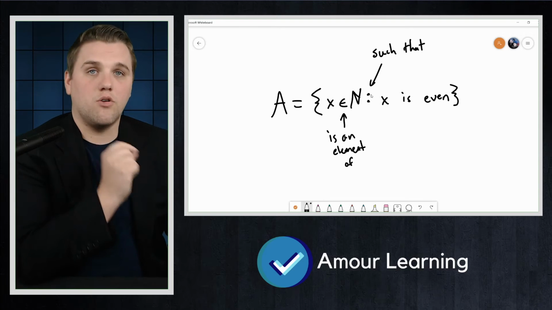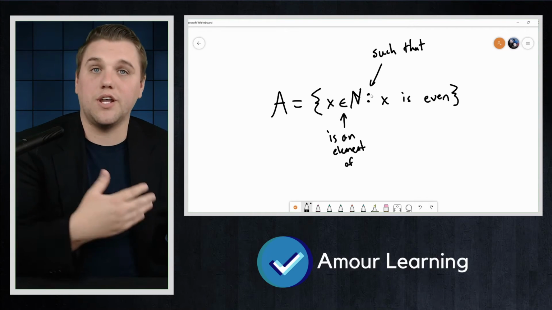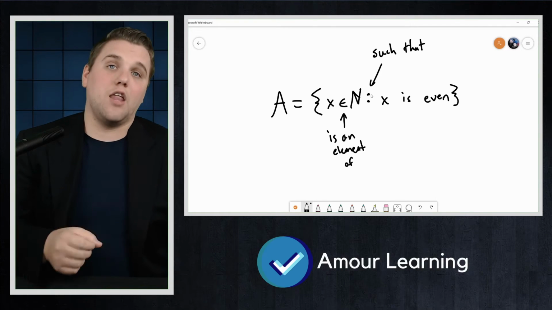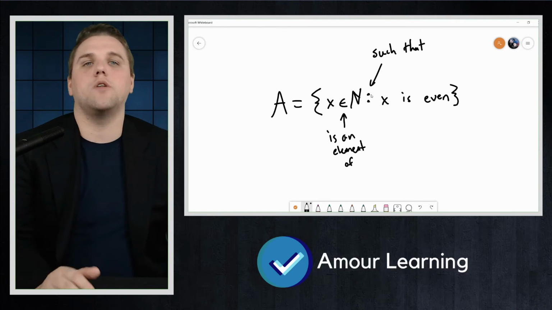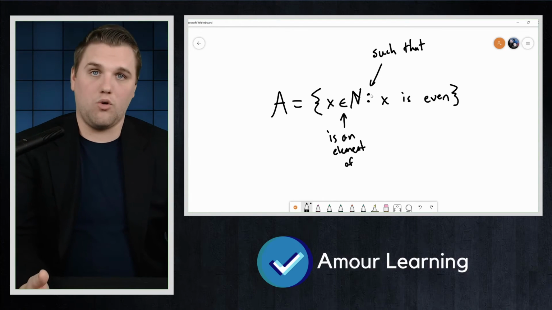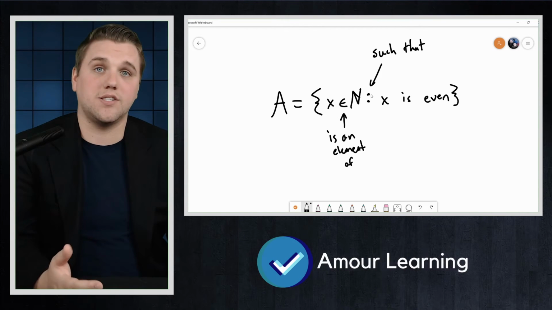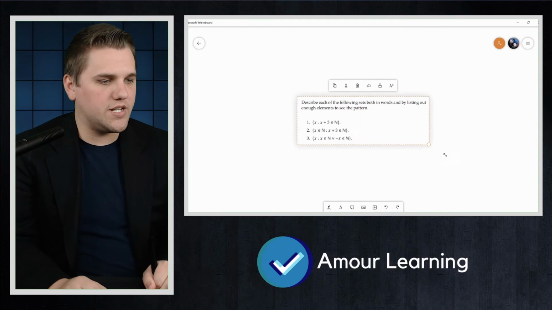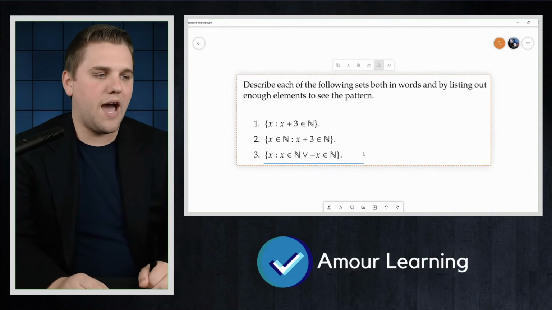Now, this notation is called set builder notation. It tells us how to build a set by telling us precisely the conditions that the elements must meet to gain access. And the condition is always going to be the logical statement after the colon. Reading and comprehending sets written in this way takes practice. So let's go through some examples together. Let's describe each of the following sets both in words and by listing out enough elements to see the pattern.